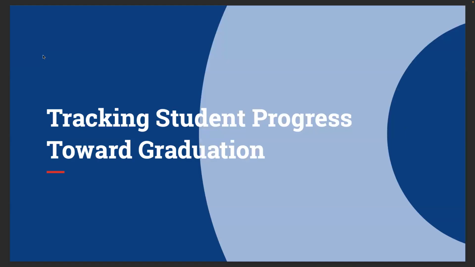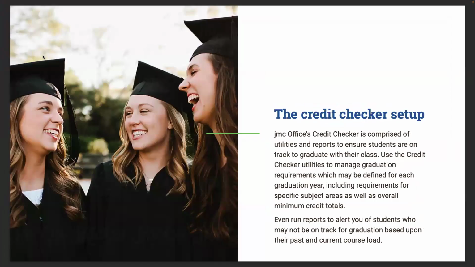All right, then we'll look at tracking student progress toward graduation next. JMC's credit checker is comprised of utilities and reports to ensure students are on track to graduate with their class. Use the credit checker utilities to manage graduation requirements, which may be defined for each graduation year, including requirements for specific subject areas, as well as overall minimum credit totals.